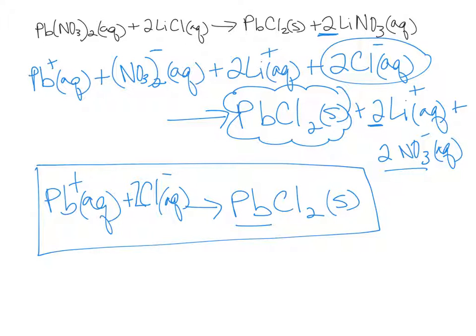So don't forget your charges. Don't forget to disassociate your soluble compounds. Make sure that you bring down all the subscripts and that you apply the coefficients to both the positive and the negative ions, and you will write a correct net ionic equation formula. These take a little bit of practice, so make sure you do a lot of practice. There are a bunch of examples in your textbook that you can do to practice this skill.